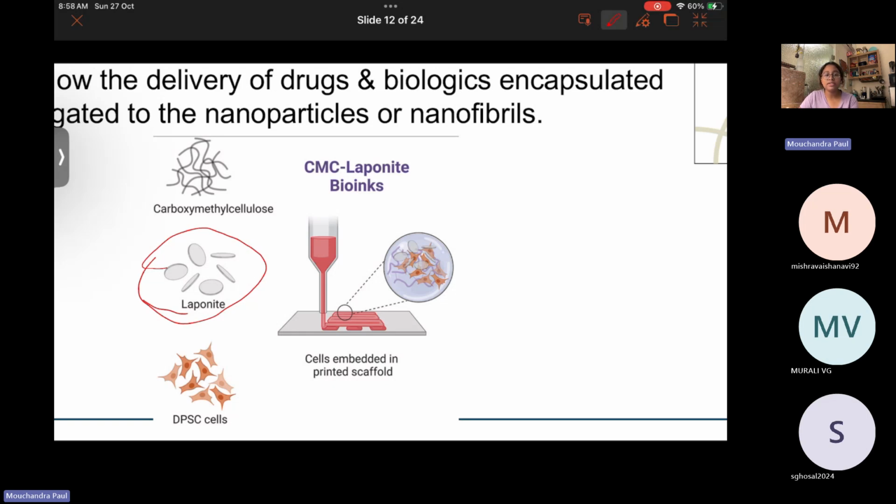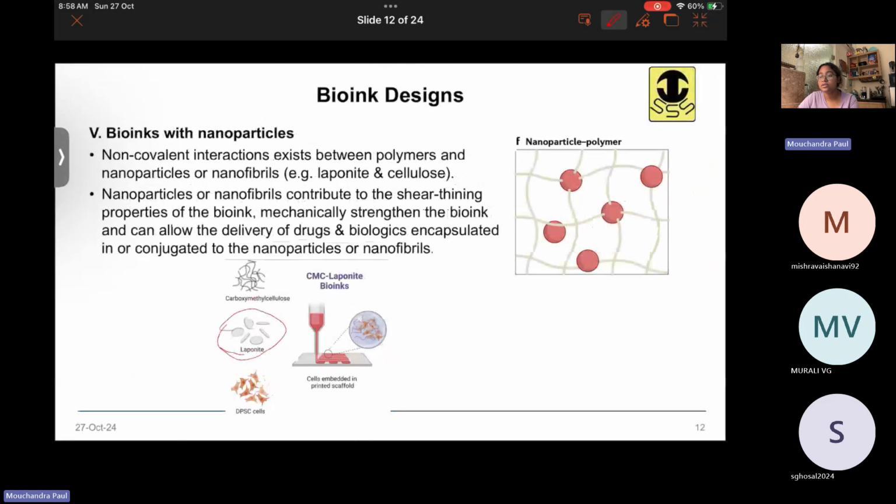So when these two polymers are mixed and some cells are also added, what happens? You will see these two components get mixed with each other very nicely. Laponite contributes to enhancing the shear thinning property of the bioink, and it can also conjugate with growth factors and the like. And laponite itself is not toxic to the cells. So if you use a very small percentage, like 1% or less, the cells will grow very nicely around it. Okay. So you can use nanoparticles as well to enhance your bioink composition.